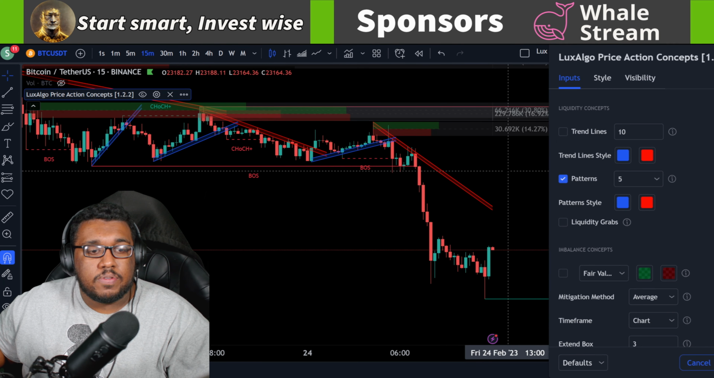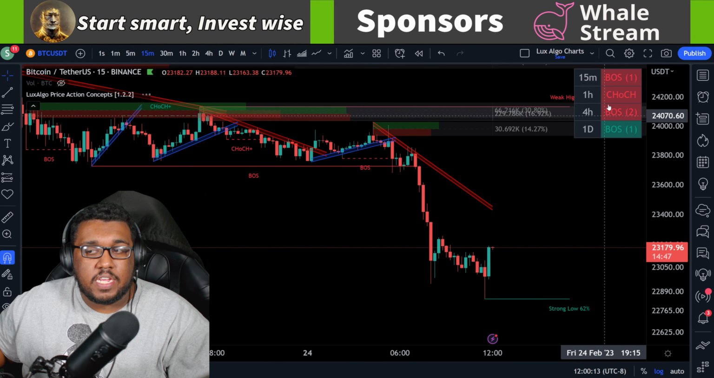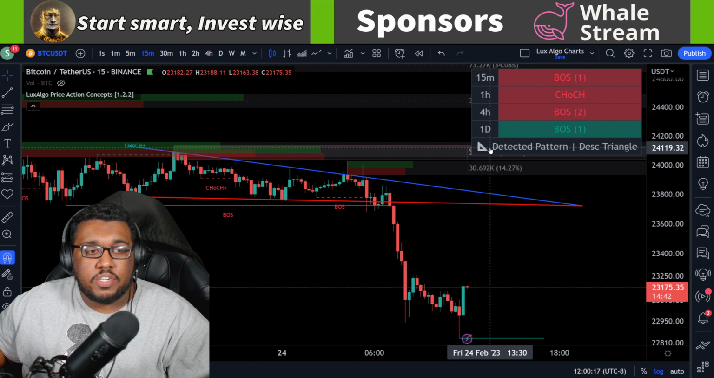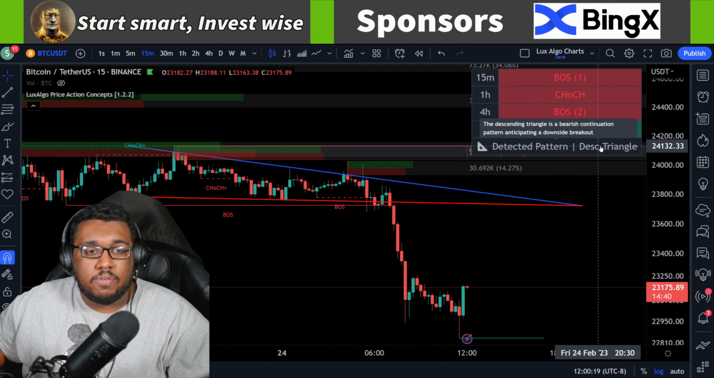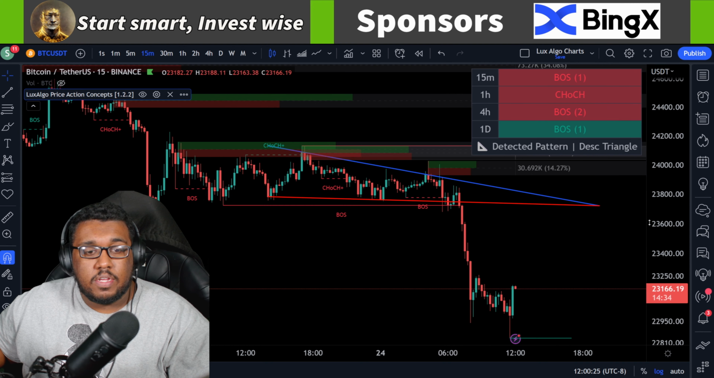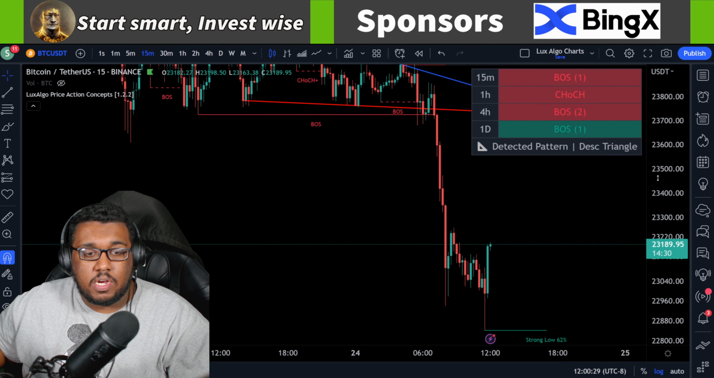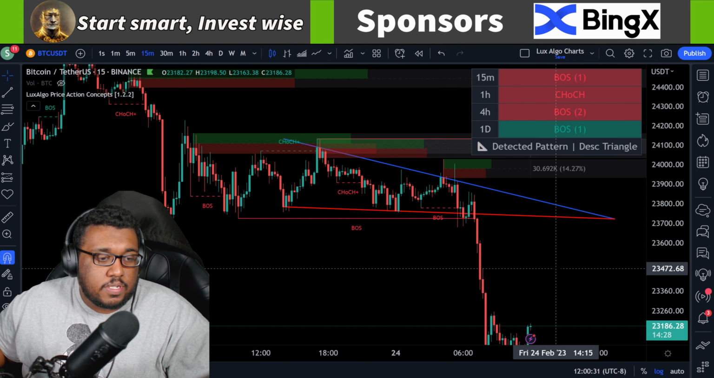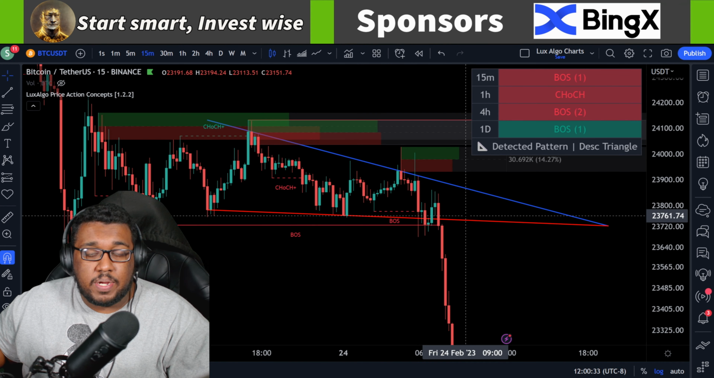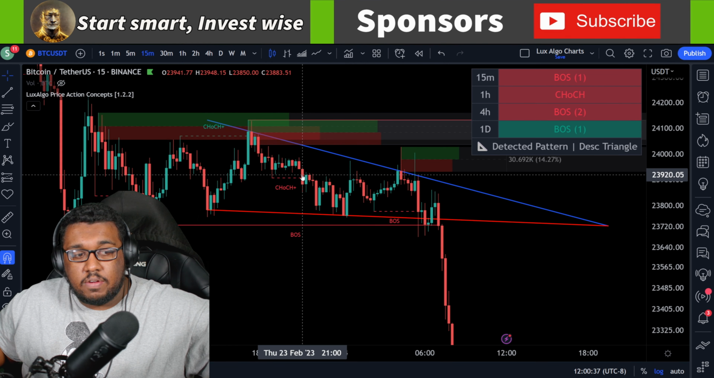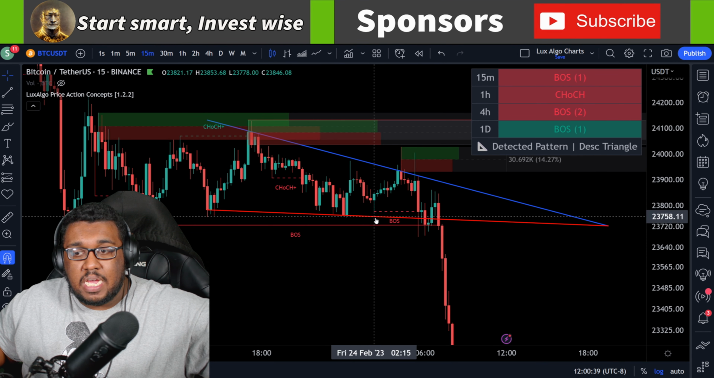Last thing here is patterns. This one's pretty cool. So keep an eye right here on the dashboard in the top right-hand corner. Once it finds a pattern, it'll actually tell you what that pattern is. Detected pattern, descending triangle. It'll actually say the descending triangle is a bearish continuation pattern anticipating a downside breakout. So you can see that pattern popping up right here. We had a breakdown, and then there you go, and moved back down. Personally, I like the change of character as a better representation of when I should be opening a position. The change of character was right here. This told me to short at that point in time, and look at that.